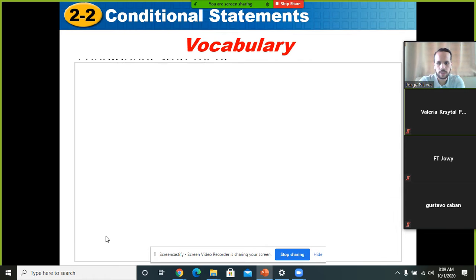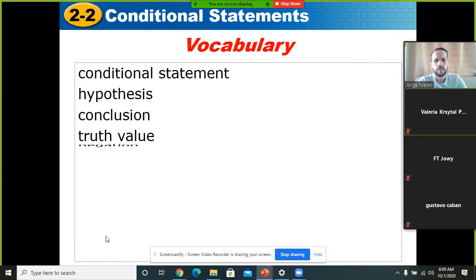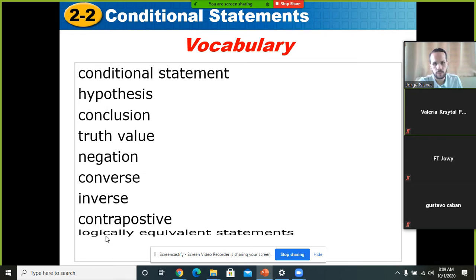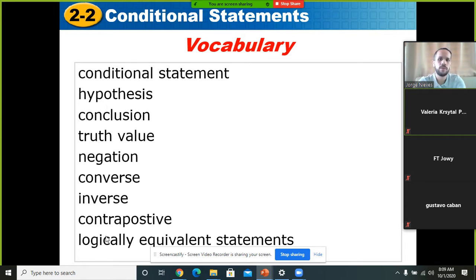So we are continuing. This is very similar to what we talked about Tuesday in lesson 2.1, using inductive reasoning to make conjectures. So this is the vocabulary that we're going to focus on today: conditional statement, hypothesis, conclusion, truth value, negation, converse, inverse, contrapositive, and logically equivalent statement.